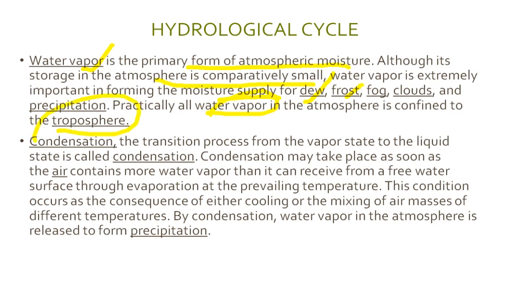Okay. The next is condensation. So condensation is the transition process from the vapor state to the liquid state. It may take place as soon as the air contains more water vapor than it can receive from a free water surface through evaporation at the prevailing temperature. So this condition occurs as the consequence of either cooling or the mixing of air masses of different temperatures. We'll study about these concepts in more detail in our geography part. Okay guys? So by condensation, water vapor in the atmosphere is released to form precipitation.